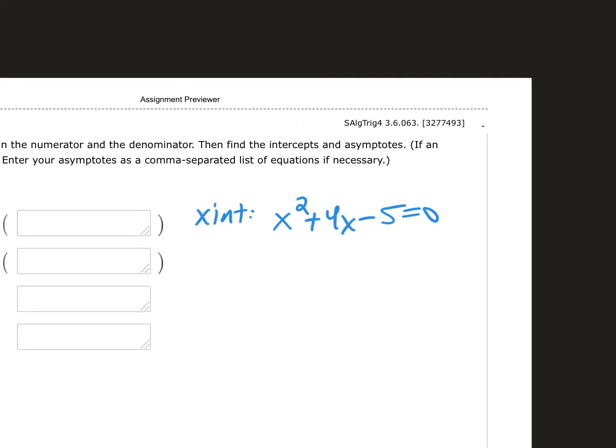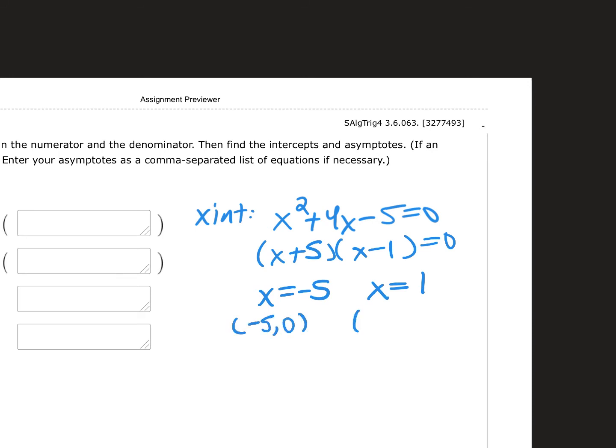Okay, what are the factors of -5? They're going to multiply to give me -5, but add to give me a 4. Plus 5, minus 1. Remember, any factoring tomorrow is fair game. GCF, difference of perfect squares, factoring where a is not 1, all that good stuff. So when I solve this, I get x equals -5 and x equals +1. How do I write that as an ordered pair?